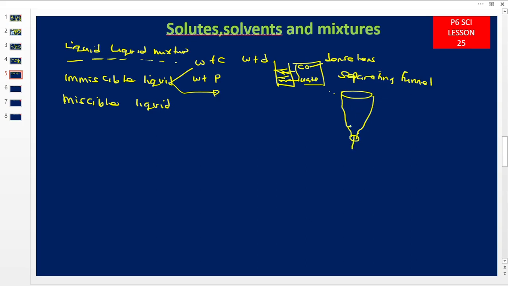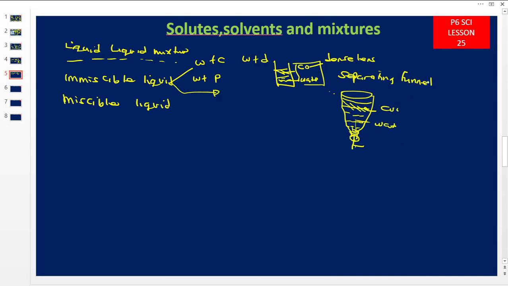Now pour water inside here, then you also pour cooking oil, then you leave the mixture to settle. Cooking oil is on top, then water down. Now this one is going to act as the tap. Now we remove the stick, then this water is going to pass through and go out, then the cooking oil will remain alone. So we shall have separated our water from cooking oil.